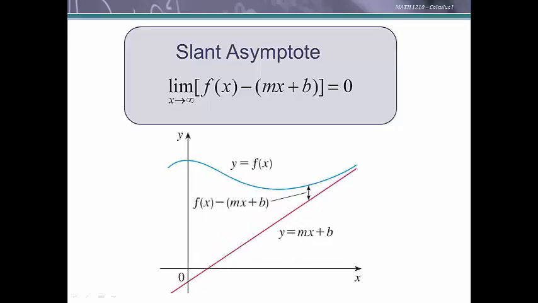Well, let's see essentially what that's saying. Here we have a function, and here we have a line, y equals mx plus b. And as we go towards infinity, if the difference between those two ends up getting smaller and smaller and approaches 0, so that the limit as we go to infinity is 0, then we say it's a slant asymptote. So it is a line that the function is heading towards as x approaches infinity.